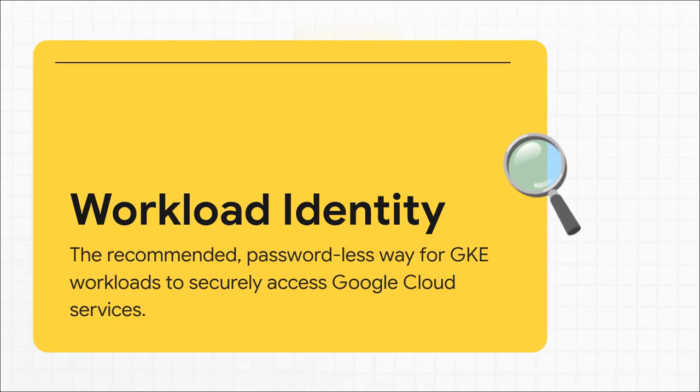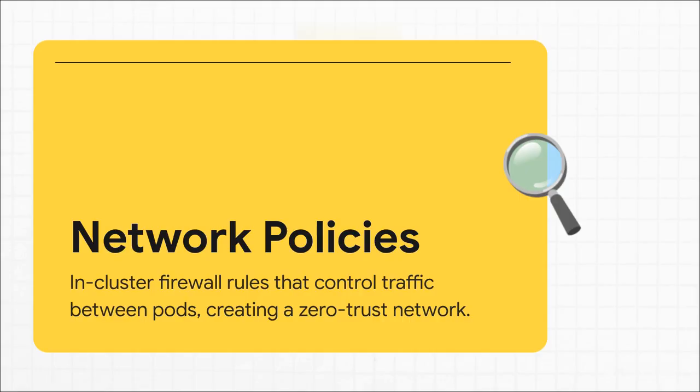The risk of leaked keys, it just goes away. And this is a classic example of what we call defense in depth. So your cluster is private and your workloads have secure identities, but you still need one more layer of protection inside the walls. Think of network policies as little firewalls between your pods.